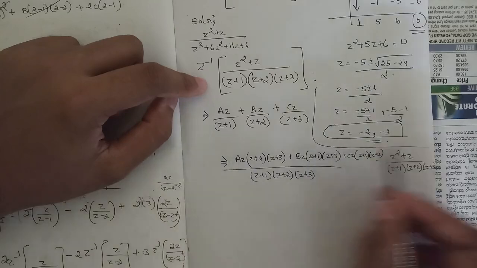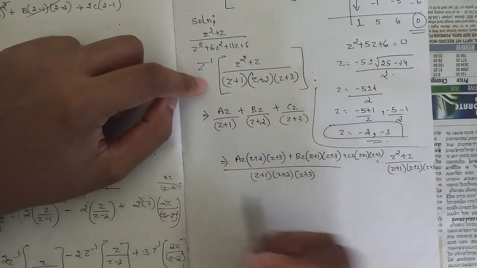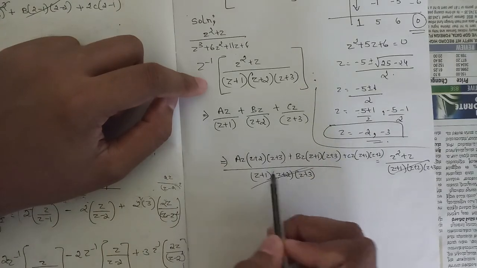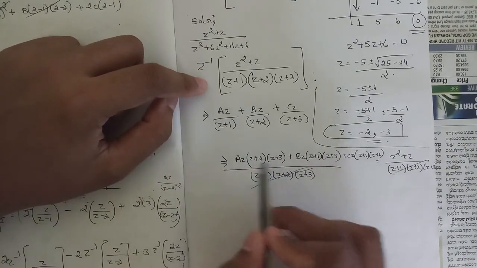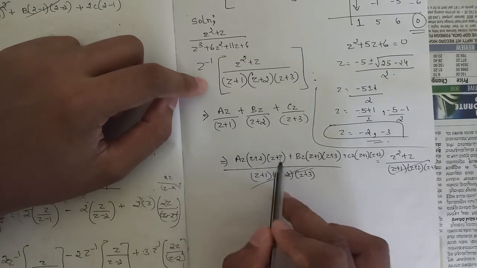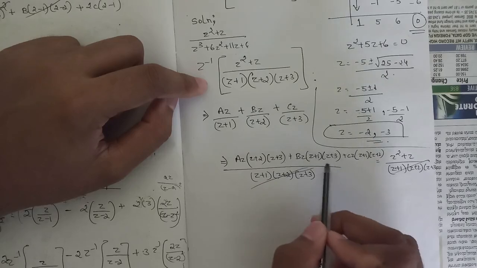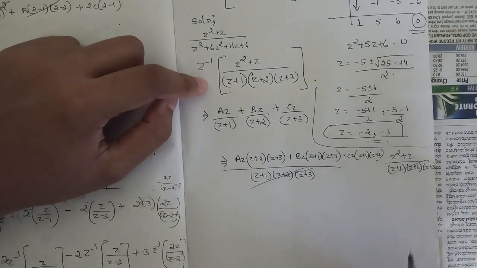So these are the terms which we get, because by taking the LCM, there is only z plus 1, right? But we need the other two terms. So which are the missing terms here? z plus 2 and z plus 3. So we need to multiply that. The same thing here: z plus 2 is there, we need to multiply z plus 1 and z plus 3. Same goes with cz.